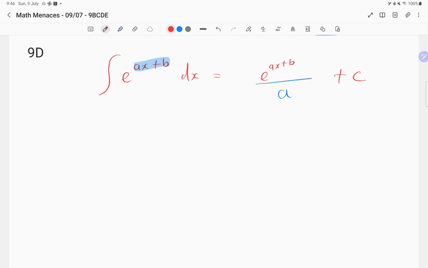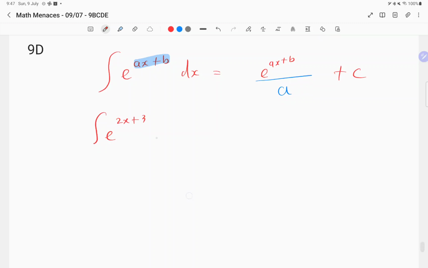So you only need to worry mostly about e to the power of a linear function, not squared, not cubed, nothing. It's just linear, ax plus b. Some examples of this form: you could derive it, correct, but you can't anti-derive the squared one. When you anti-derive e to the power 2x plus 3, it will be e to the power of the same thing, and then you divide by the new power, 2, plus c.